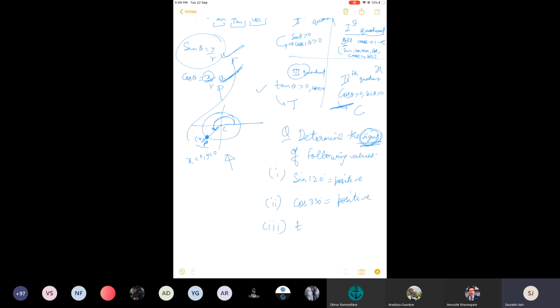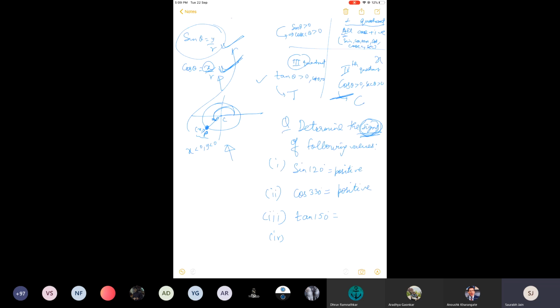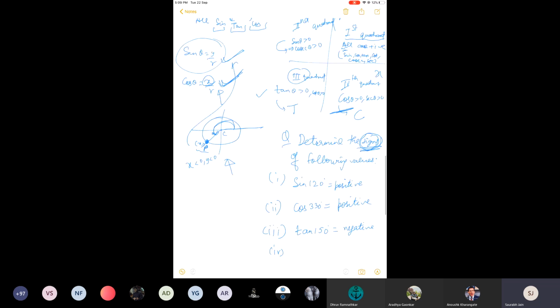Okay, tell me what is tan 150 degree? Negative. Yes, it will be a negative value, because 150 degree is in the second quadrant. In the second quadrant only sine and cosec are positive. The rest are negative. In the second quadrant, tan will be a negative value.